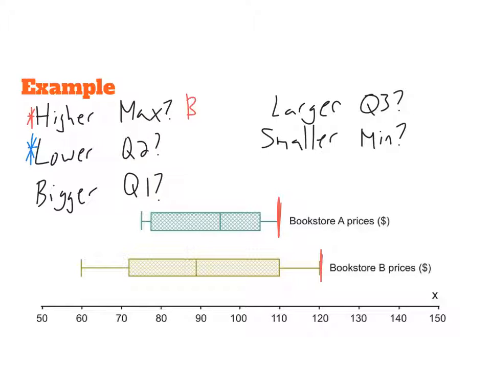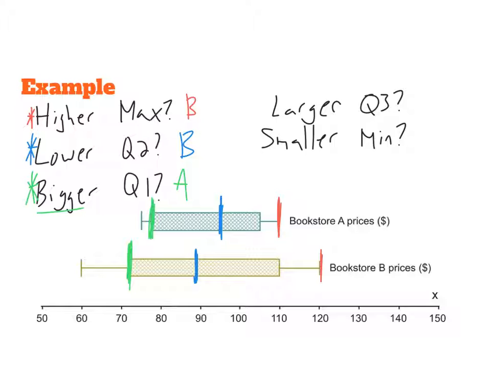For lower Q2, lower means left. So Q2 is the middle line of the box. So here's the Q2 for B, here's the Q2 for A. We're looking for which one's farther left, and that is B. Bigger Q1 value. So now we're looking at the left side of the box. Here's Q1 for B, here's Q1 for A. Bigger means right. So which one's farther right? That's going to be bookstore A.